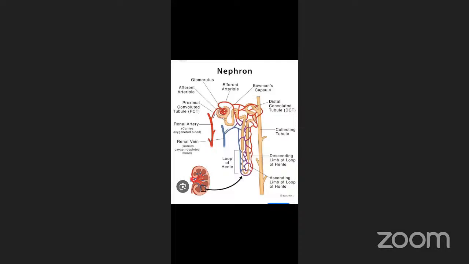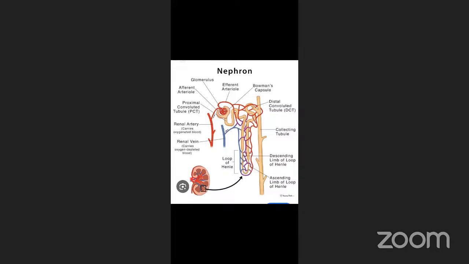Aldosterone. Correct. Aldosterone hormone. Where is it produced from? Adrenal glands. Adrenal glands, correct. Where do you get the adrenal glands in the body? Right above the kidneys. Correct. So you get that adrenal glands produce aldosterone hormone.